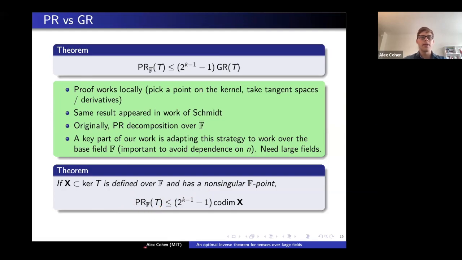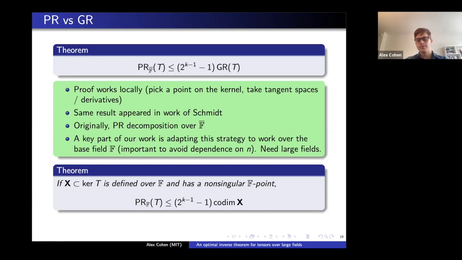In order to build this partition rank decomposition, we need to take derivatives at a non-singular point and so on. If the non-singular point we start with is defined over the algebraic closure, the partition rank decomposition will be defined over the algebraic closure as well. But if the non-singular point we start with and the defining equations are over the finite field F, then so will the partition rank decomposition. This is the version that we apply to say something about analytic rank and partition rank over the base field.